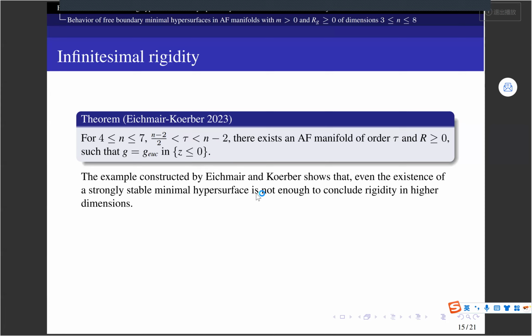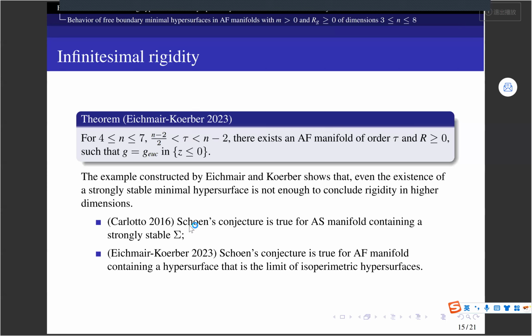So the example by Eichmair and Koerber illustrates that if you do not impose a certain global condition, then you can never deduce a rigidity for the ambient space, because here you need some global condition, and strongly stable is just a local condition.